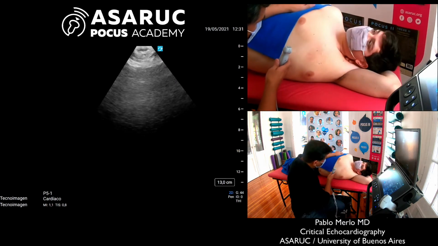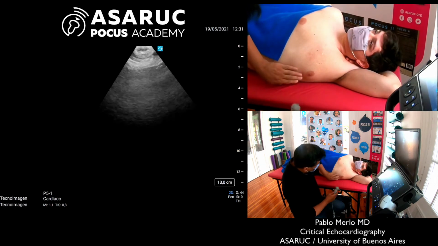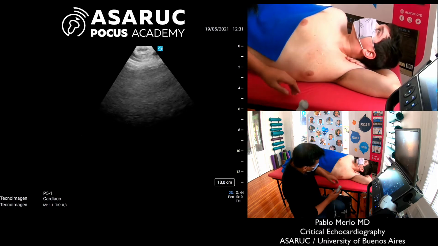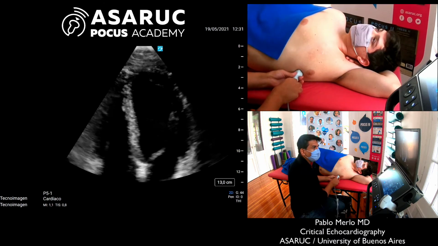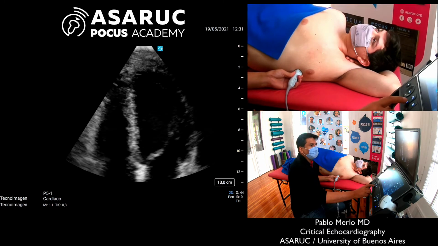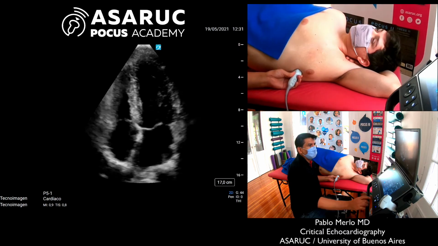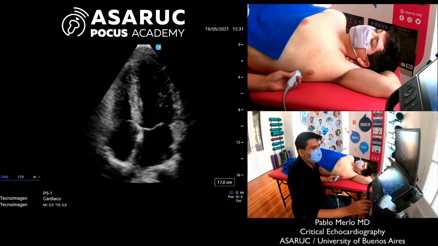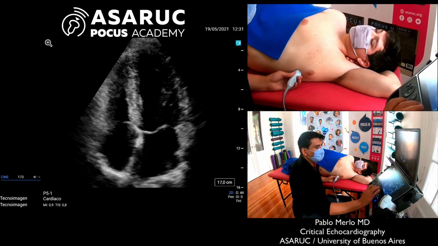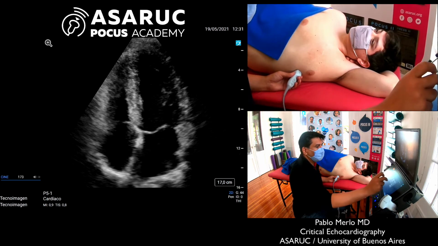Let's go to the apical views now. We slightly lateralize the patient, palpate the apex beat, and apply the transducer to the left ventricular apex beat with the marker pointing to the bed. We get this apical 4-chamber view, where we can see the size ratio between left ventricle and right ventricle.